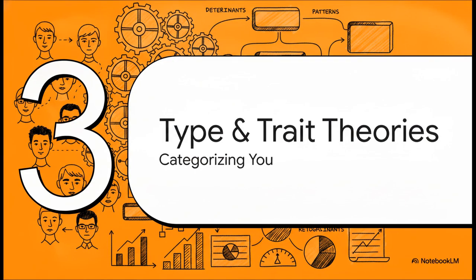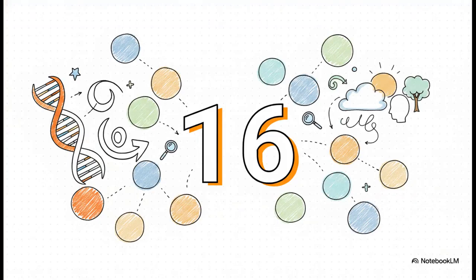Section 3. Type and trait theories. How do we actually categorize you? Okay, let's talk numbers. Specifically, the number 16. A researcher named Raymond Cattell used this incredibly complex statistical method called factor analysis to sift through thousands of human traits. He eventually boiled them down to just 16 core source traits.